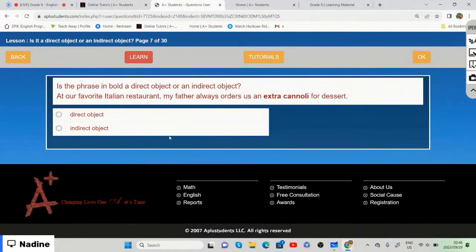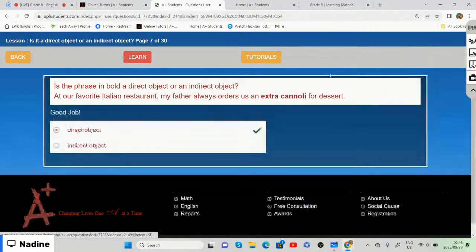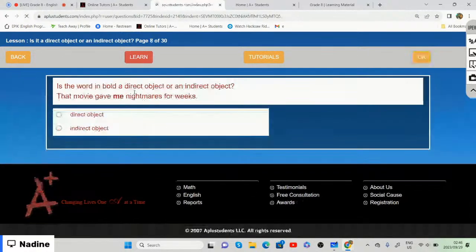At our favorite Italian restaurant, my father always orders us an extra cannoli for dessert. We need to say if this is a direct object or an indirect object. So, what does her father always order them? It's an extra cannoli for dessert. Then we can say this is a direct object.